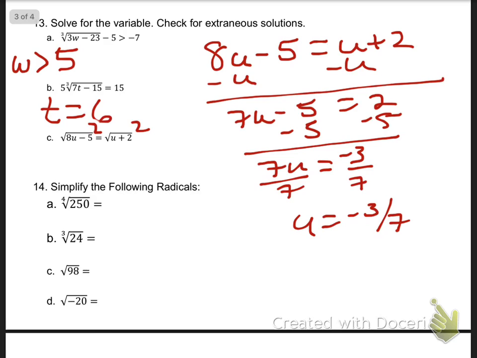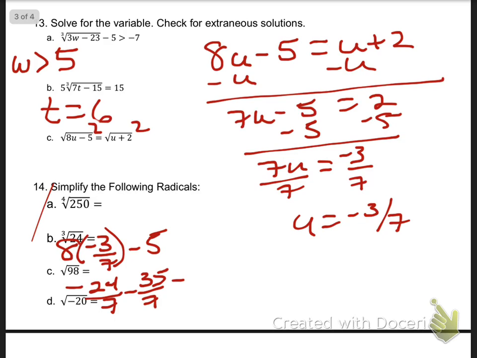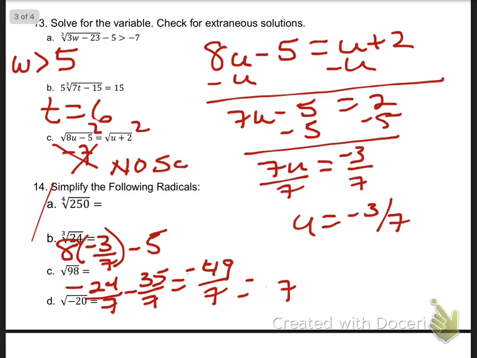All right, so I do have to go check this because this is a square root. And so I have 8 times negative 3/7 minus 5, which gives me negative 24/7, and 5 is minus 35/7, which gives me negative 49/7, which gives me negative 7. Okay, so can I have a negative inside the square root? And the answer is no. So the answer is no solution. Okay?